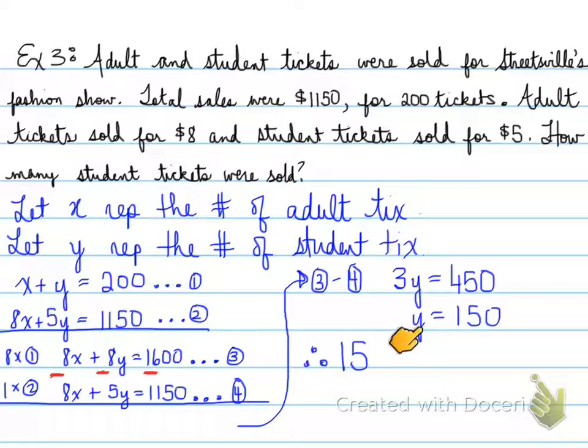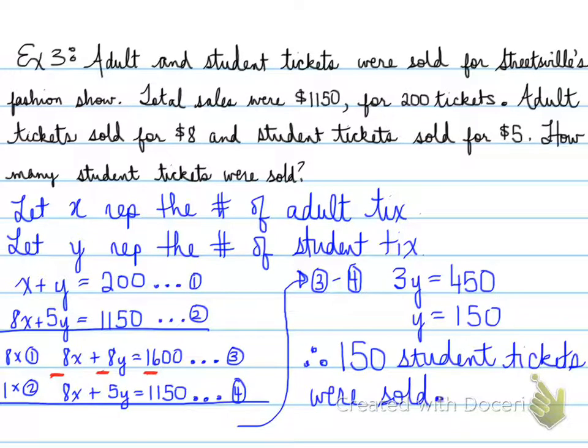Why do we stop here, folks? Well, the question says how many student tickets were sold. Y is the number of student tickets. Remember, that was our let statement. So therefore, 150 student tickets were sold. Now, had you continued and found x and did your check, you would be fine there, folks. But remember, you need to answer the question that you are asked. And in the problem, they only asked for student tickets.